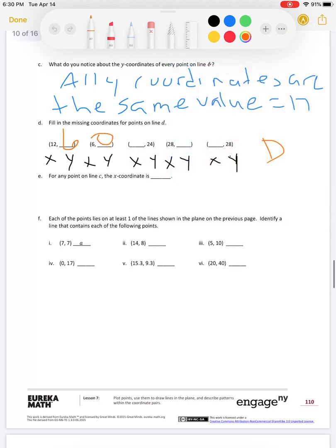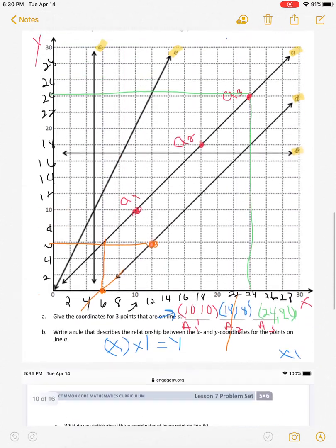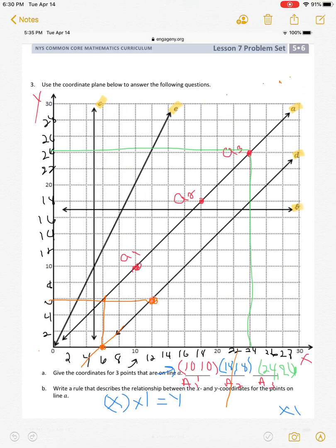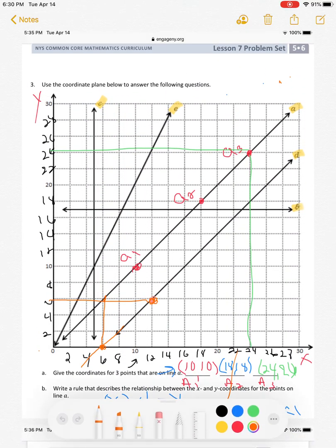Y equals 0. All right, we're going to move on. Here they want to know X if Y equals 24. Let's provide X if Y equals 24. So we'll go back to D. Go back to our grid. And don't forget we're looking at line D.